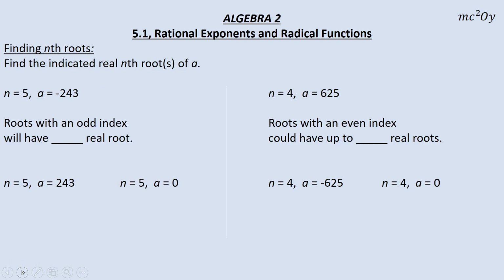So if I'm trying to find the indicated real nth root of a, I'm saying I want the nth root of a. In this case, the 5th root of negative 243. And I'm saying what number times itself 5 times, 1, 2, 3, 4, and 5, makes 243? That's what we're looking for. Well, that might be a little tough if you're not familiar with your 5th roots.